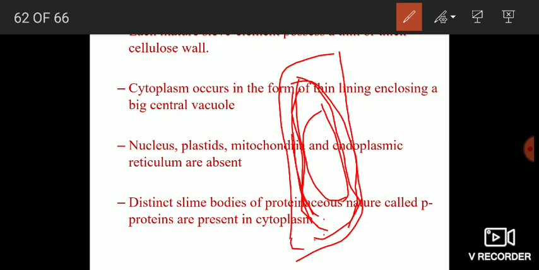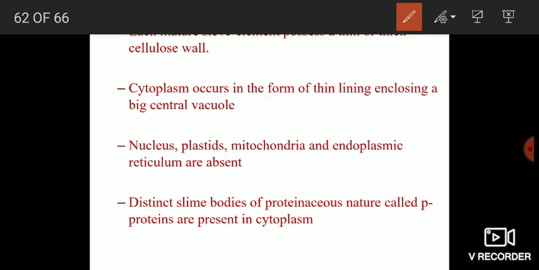The nucleus, plastids, mitochondria, and endoplasmic reticulum are absent in sieve tube elements. And one of the main important characteristics of sieve tube elements is that they possess some distinct slime bodies which are of proteinaceous nature, and these slime bodies are known as P proteins.